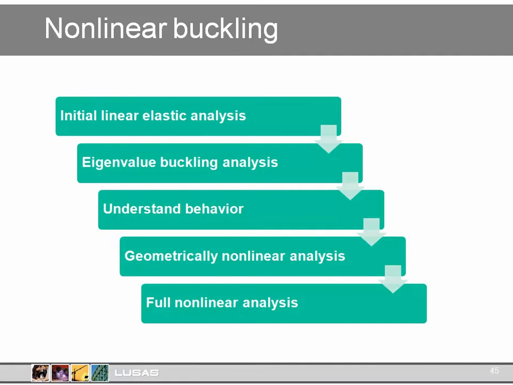This leads us to an analysis strategy something like this. First, carry out a linear elastic analysis. If you can't make that work and verify it, there is no chance you will get a nonlinear buckling analysis correct. Second, run an eigenvalue buckling analysis. This bounds the problem and gives us a deformed shape which is of later use.